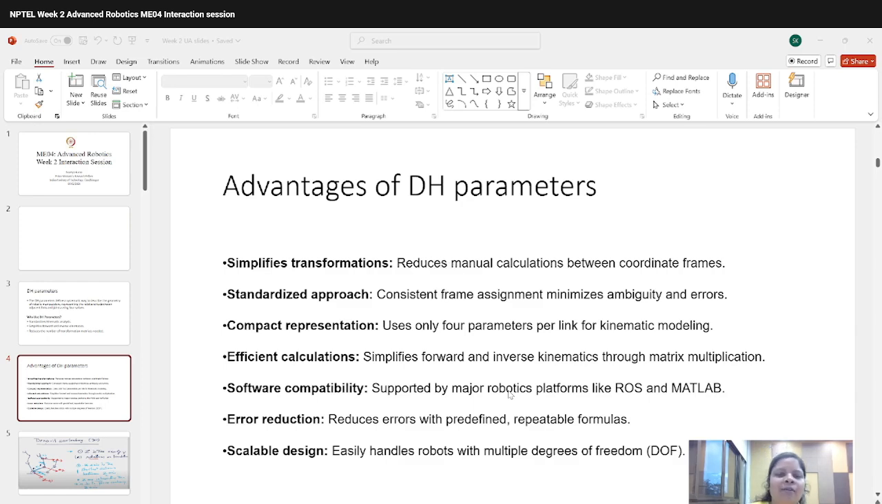The advantage of this DH parameter is that it simplifies transformations, meaning you have less manual calculation to go from one coordinate frame to the other. It is a standardized approach. Is it audible now?